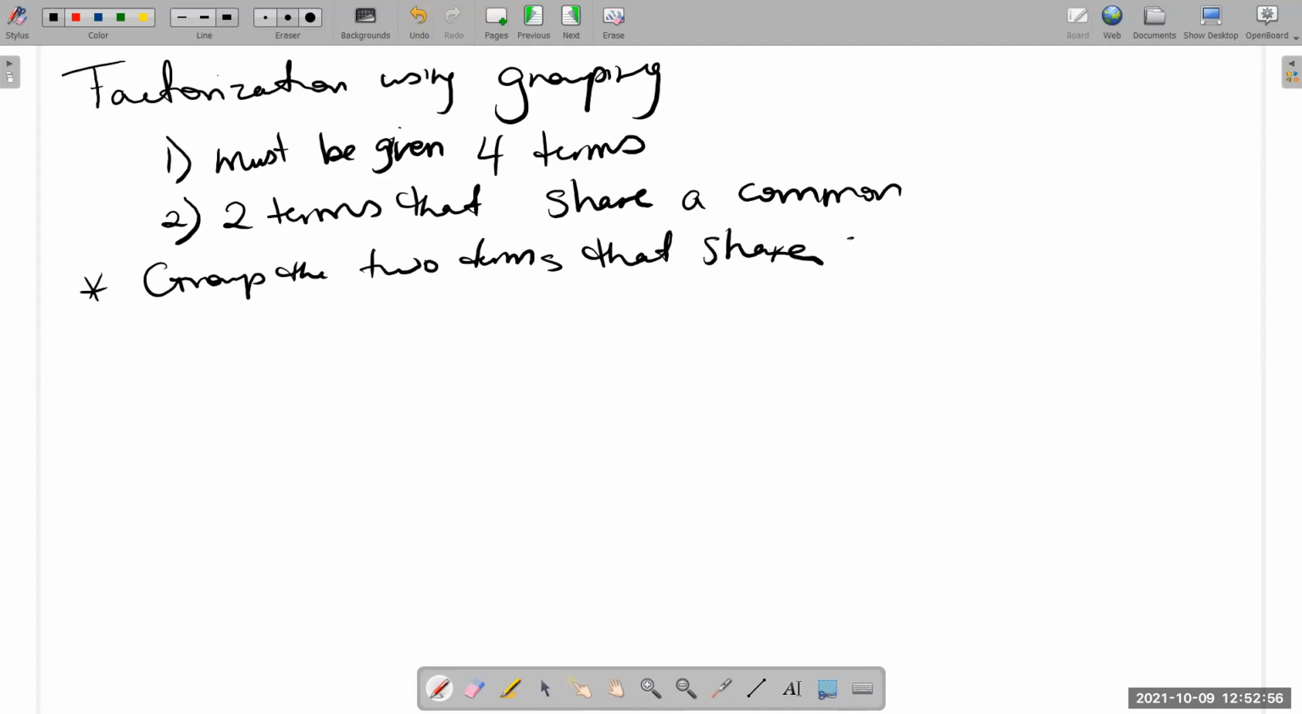That share something in common. And then you factorize using the distributive law. So the truth is, the distributive factorization is in grouping, but the most important step is the grouping step. So the last step is factorize using distribution.